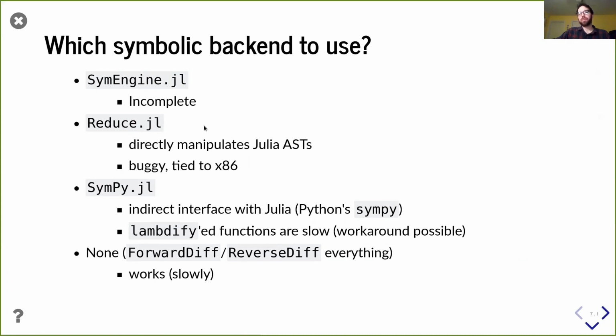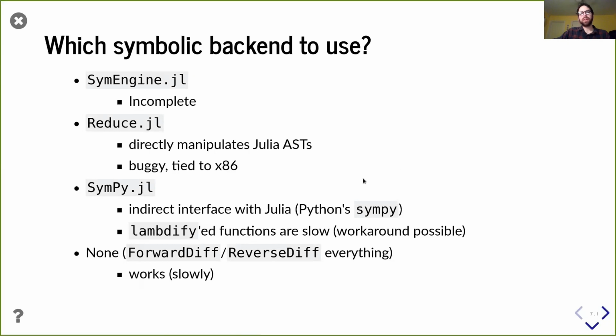The next thing I tried was Reduce.jl, because it directly manipulates Julia abstract syntax trees. And this uses Reduce, which is a Lisp language symbolic backend, but it's kind of buggy because it's always communicating with this reduce binary in the background, and it's tied to x86, so I couldn't use it on my ARM laptop.